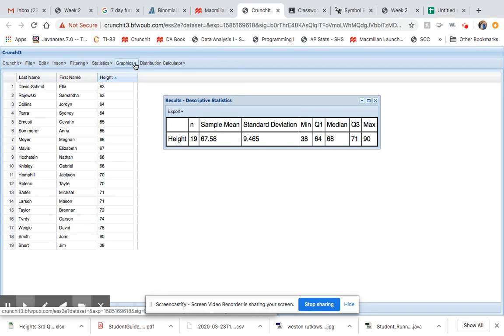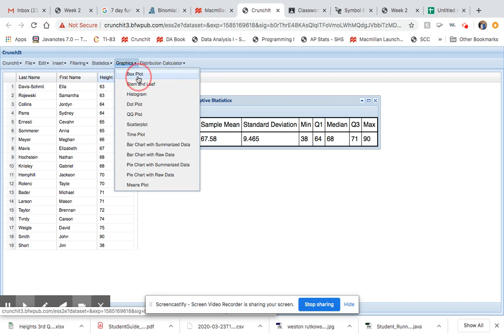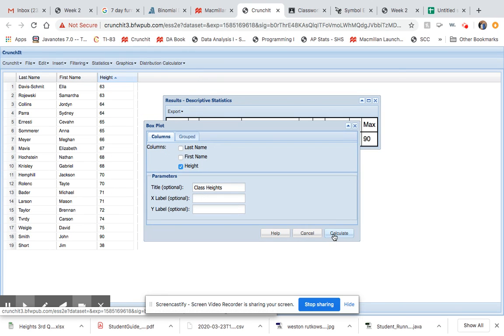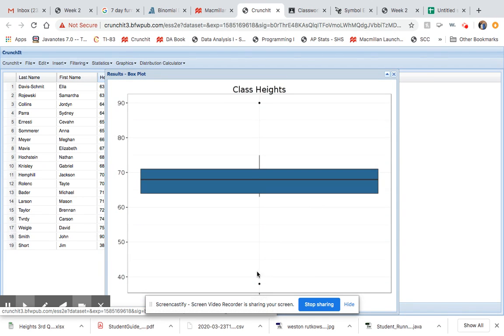Okay, but now when I make my box plot for the heights, it shows that I have an outlier on the low side and I also have an outlier on the high side. So making a box plot and crunch it is just a picture of your 5-number summary. Minimum, quartile 1, median, quartile 3, and then the maximum. And if they're just dots, if the line doesn't go all the way to it, they're considered an outlier.